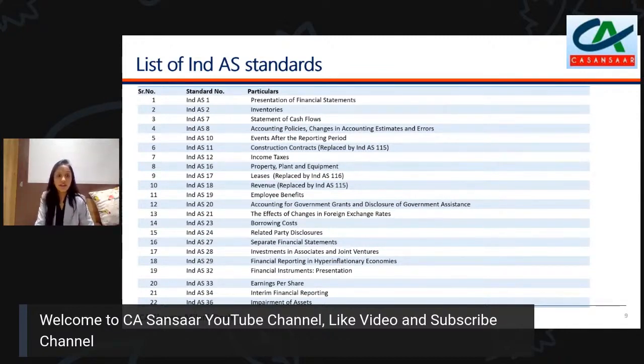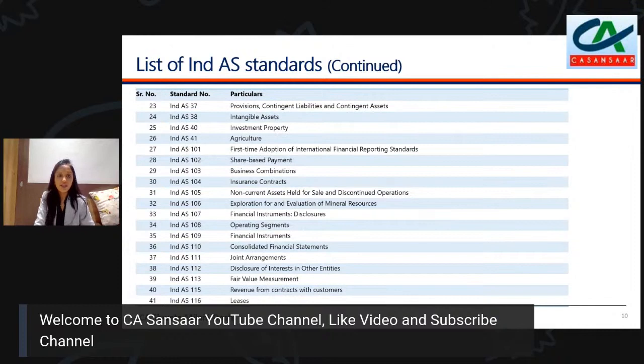Moving ahead, there is Ind AS 32, which is the financial instrument standard. I will discuss it subsequently. You have Ind AS 33, which is earnings per share. More or less, the standard is similar to what is under the AS, so I'm not discussing the differences. Even Ind AS 36, impairment, is more or less similar to your previous standard.